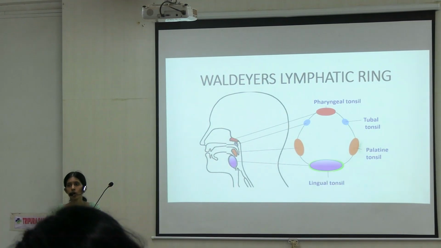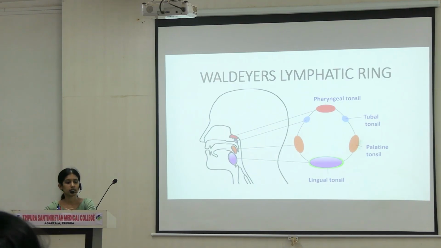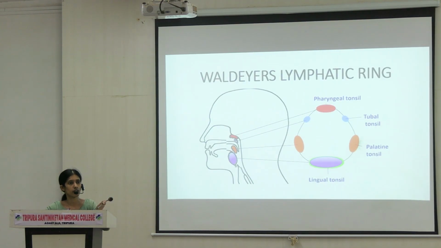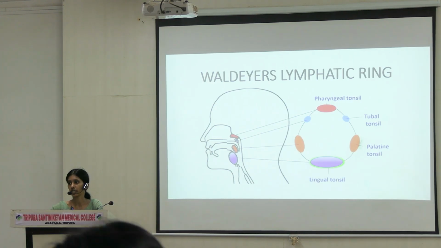We'll start with the Waldeyer's lymphatic ring topics. In this session, we are discussing two gross topics. The first one is Waldeyer's lymphatic ring and the second one is the auditory tube.